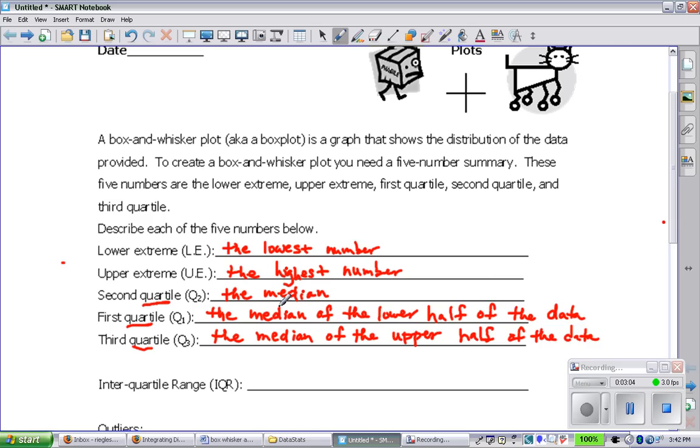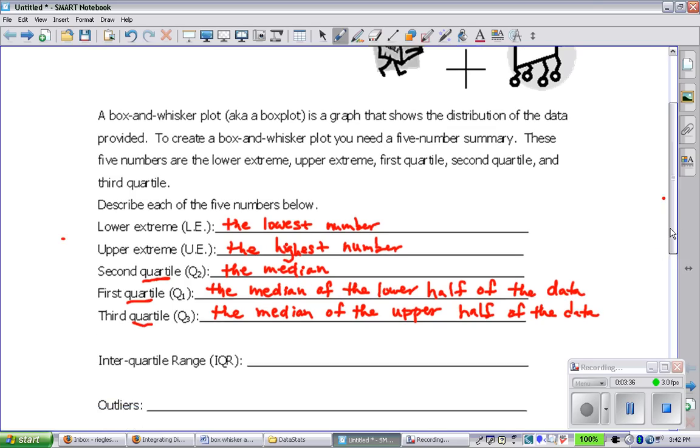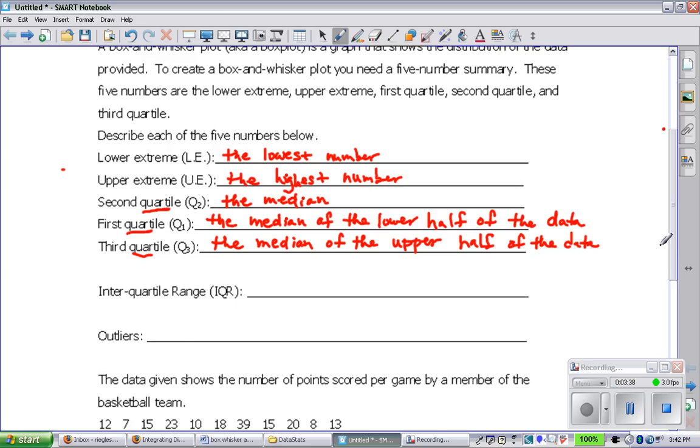Then we have the first quartile and the third quartile. If you take all of the numbers to the left of the median, Q2, anything below or equal to the median, you're going to find the middle number of that group. So you're finding the median of the lower half of your data. And then the third quartile is just the opposite of that. It's the median of the upper half of your data. You take all of the data to the right of your second quartile, and that's what you find the median of for the third quartile.